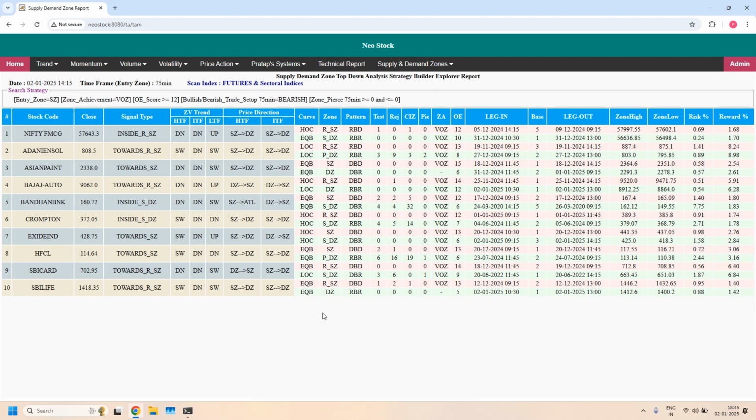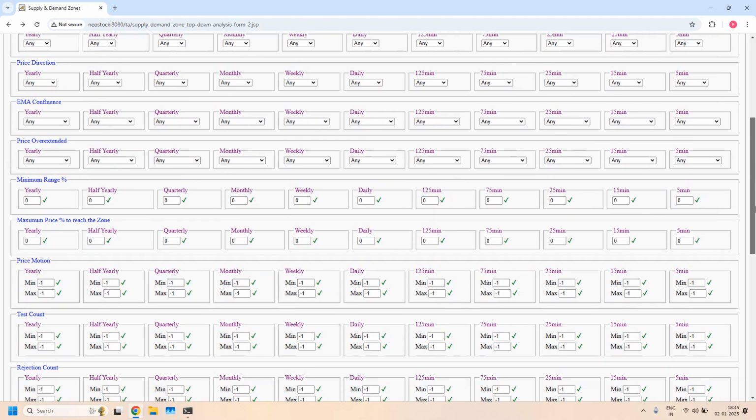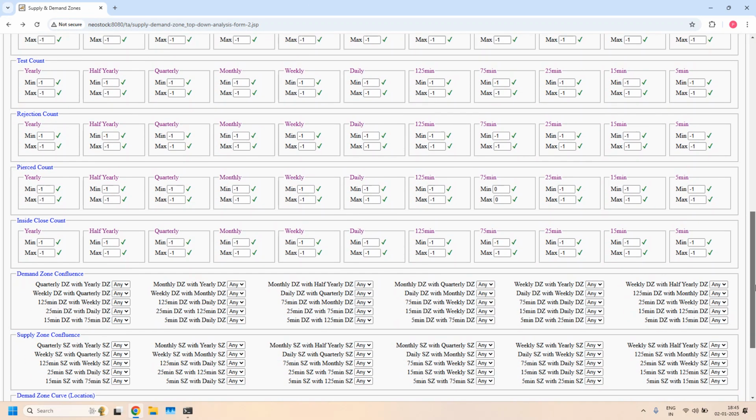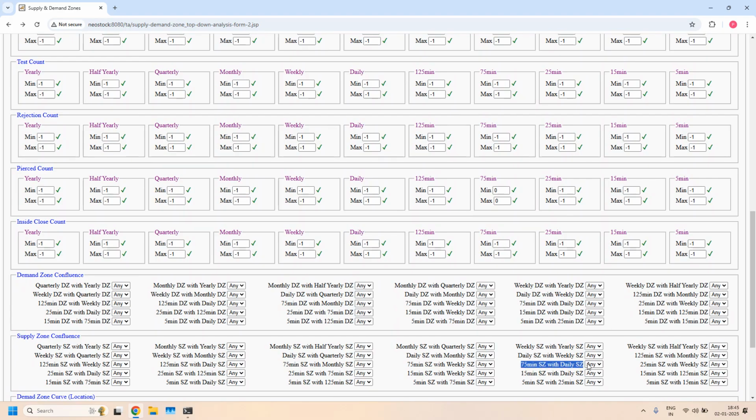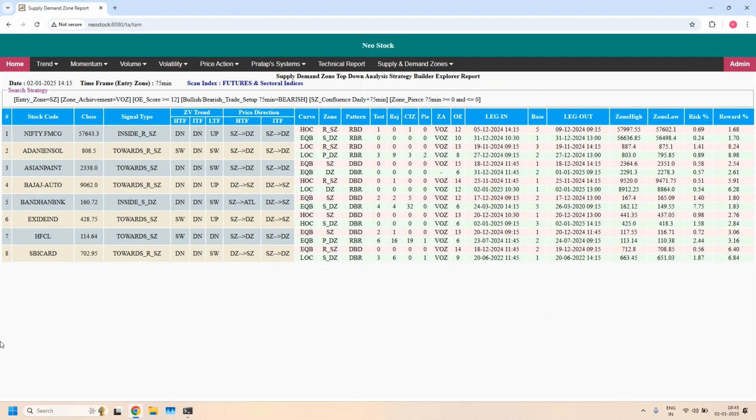First, let us filter based on LTF and ITF supply zone confluence. That is 75-minute supply zone with daily supply zone confluence. I am enabling that filter. Now let's verify how many we get. We got 8 stocks. In these 8 stocks, these 75-minute supply zones are part of the daily supply zone. And daily trend is down in all these stocks.